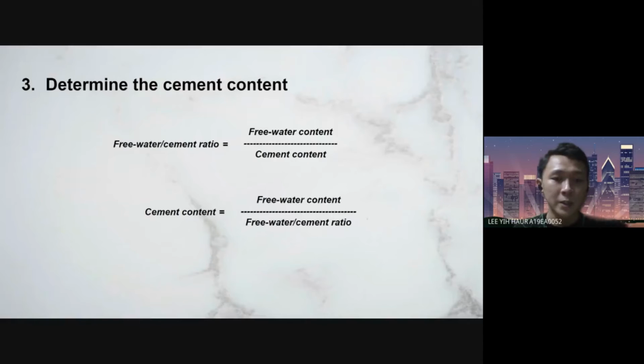After finding the free water cement ratio and free water content, we can determine the cement content, where the cement content is the free water content divided by the free water cement ratio.